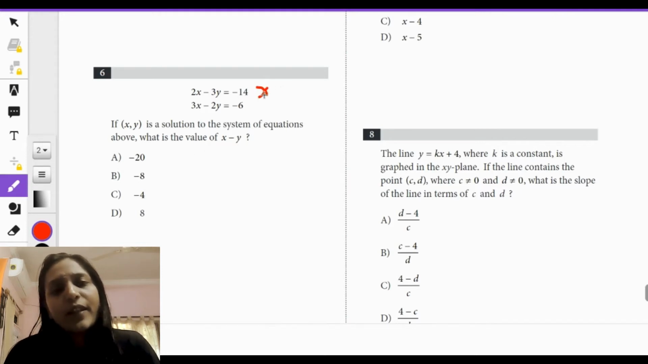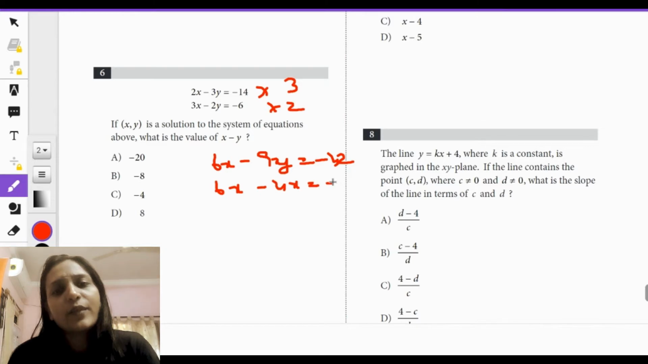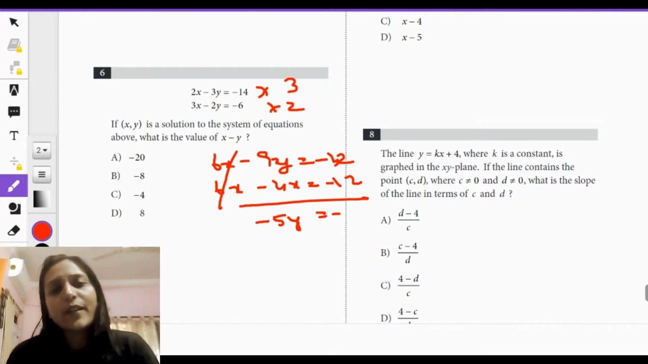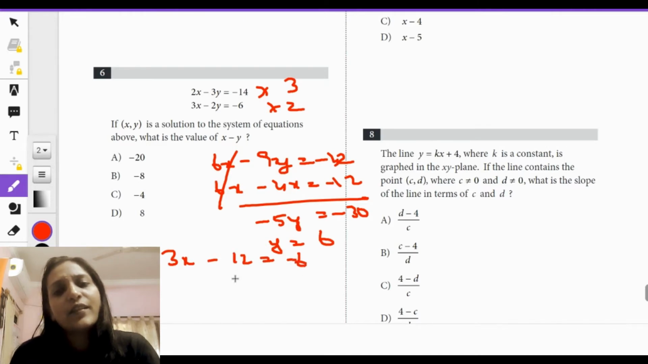So here if we multiply this by 3, and multiply this by 2, we would get 6x minus 9y is equal to 14 times 3, which is 42, negative 42. And then this is going to be 6x minus 4y is equal to minus 12. So we just subtract these two, we would get minus 5y, this gets cancelled, is equal to minus 30. So y is equal to 6. If y is equal to 6, we can plug that in again over here. So 3x minus 12 is equal to minus 6. So this 3x is equal to 6. So x is equal to 3 by 2.